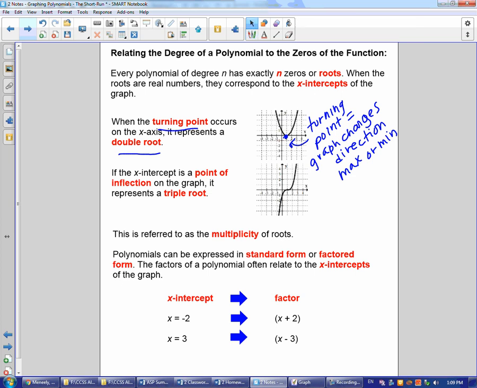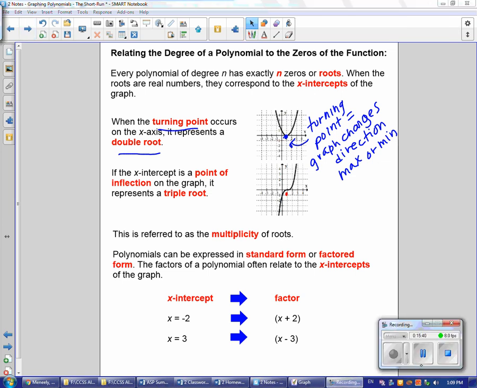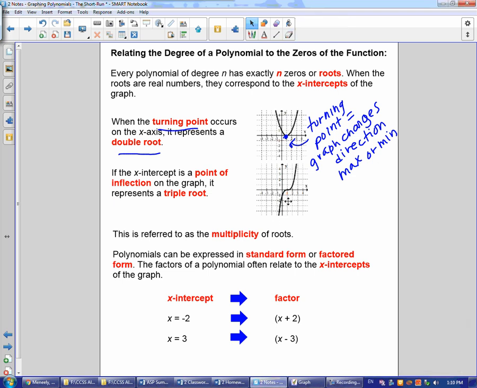If it's what is called a point of inflection, which is what this is right here. Sorry, my board's somehow not calibrated again. Let me try that again now. This is what we call a point of inflection. And this is where the graph changes concavity.